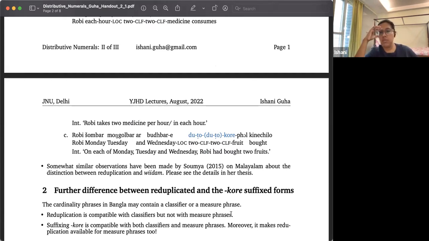So basically what Palu discusses is that reduplicated numerals are bad with occasion distributive readings, whereas the forms with Vedam in Malayalam are good. Vedam follows the numeral indefinite, so number, noun phrase, then Vedam.